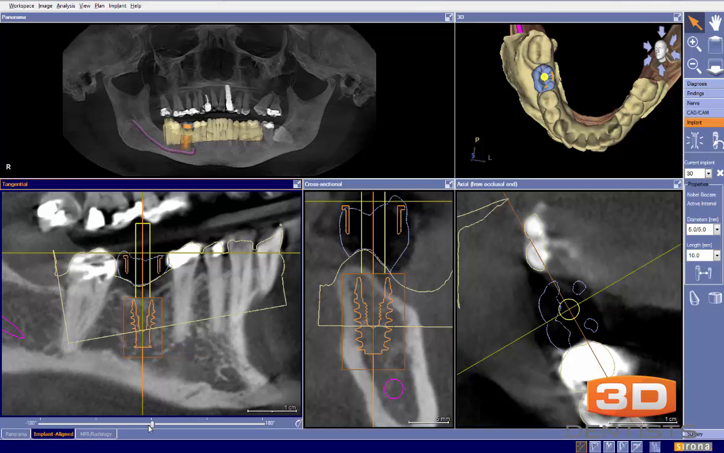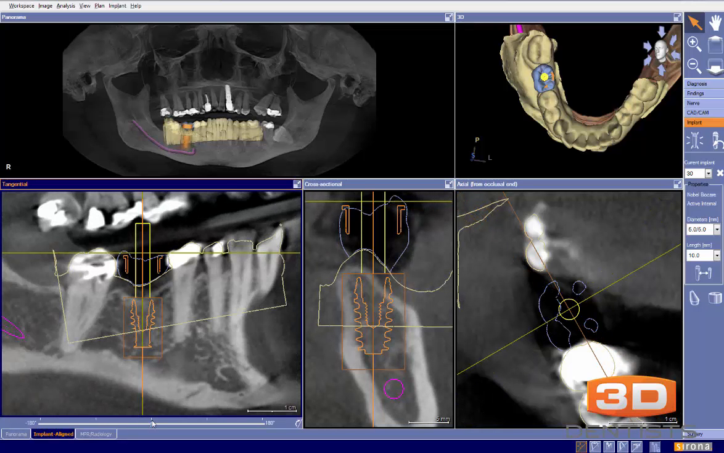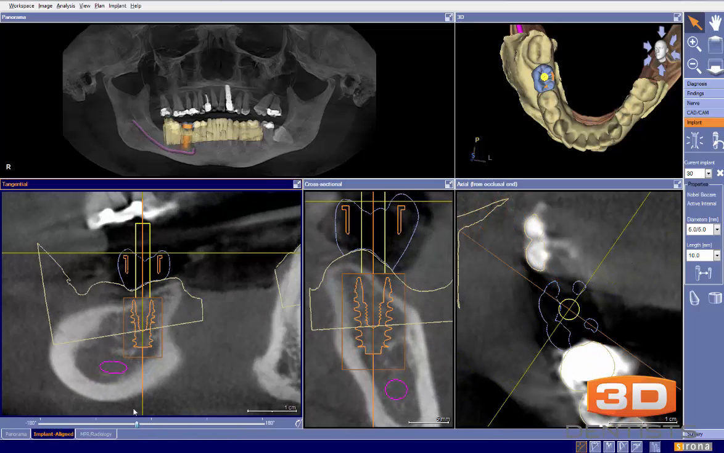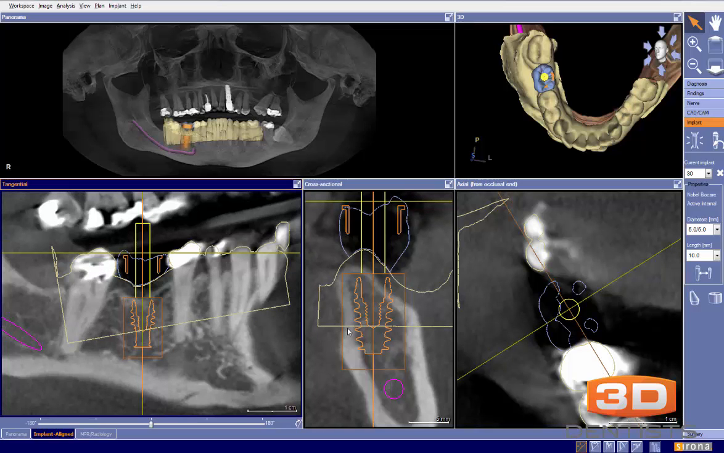But again, it's always important to evaluate. I think our mental foramen is right here. So certainly, in my particular hand, since I can't clearly see it, I would go to an 8.5 millimeter implant. I'd place the implant right here.